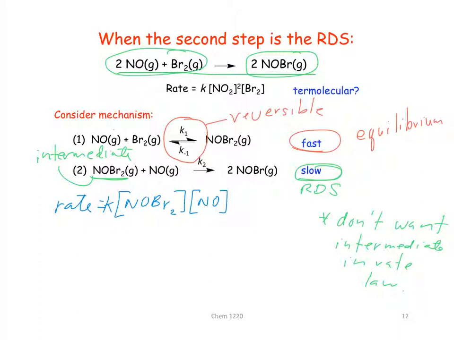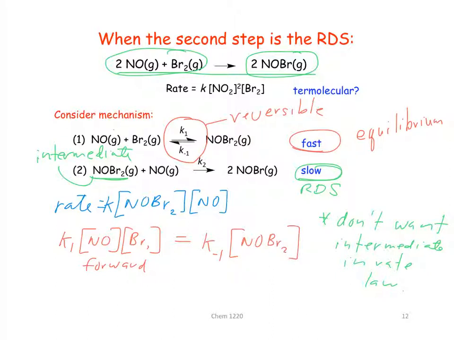And remember, the rate is the concentration times the rate constant. So we'll say that the rate going forward is k1 times NO times Br2. It's going to equal the reverse rate. So this has a k minus 1, the rate constant going back, times NOBr2. So in order to take our final rate law out of terms of the intermediate, we're going to solve this equation for the intermediate.